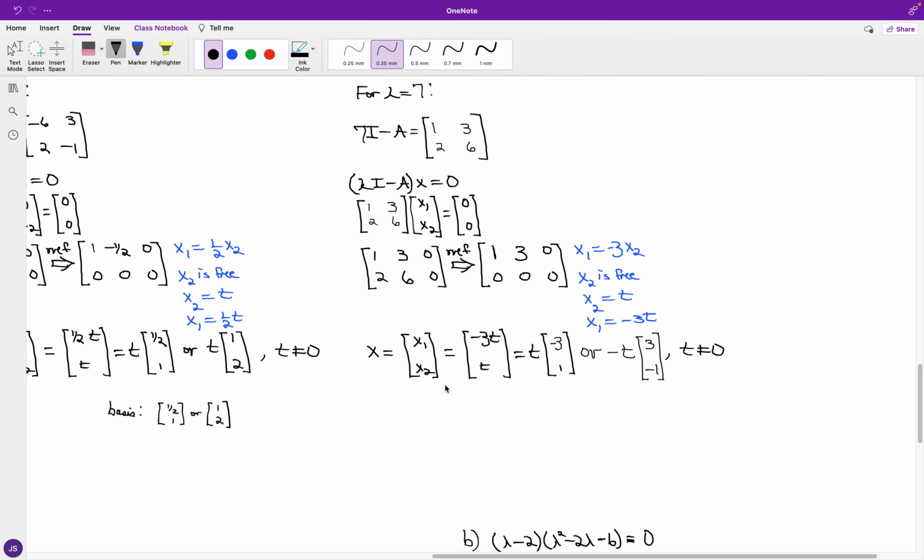And so for the resulting eigenvector, we have x1, x2, and say we have negative 3t, t. We can factor out and say we have t times negative 3, 1, or negative t times 3, 1, where t does not equal 0. And again, for the basis of the eigenvector, you could say we have negative 3, 1, or 3, negative 1.